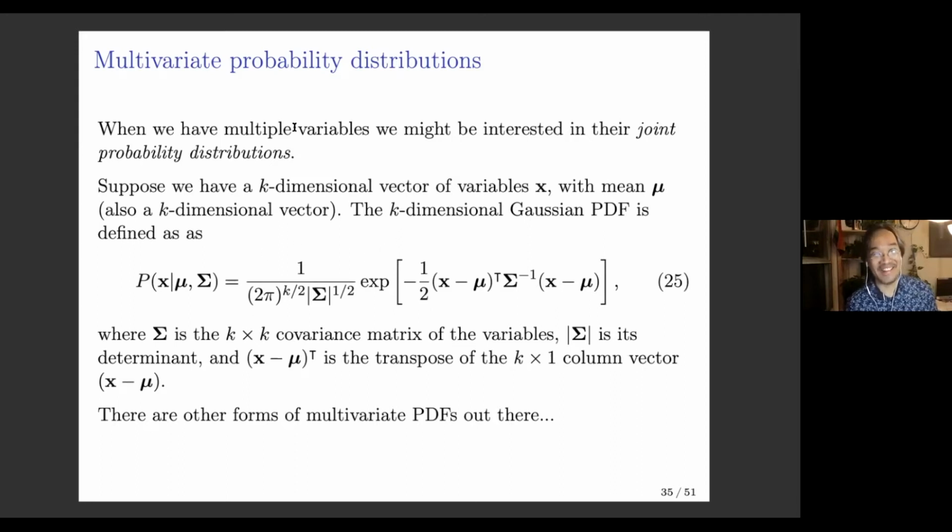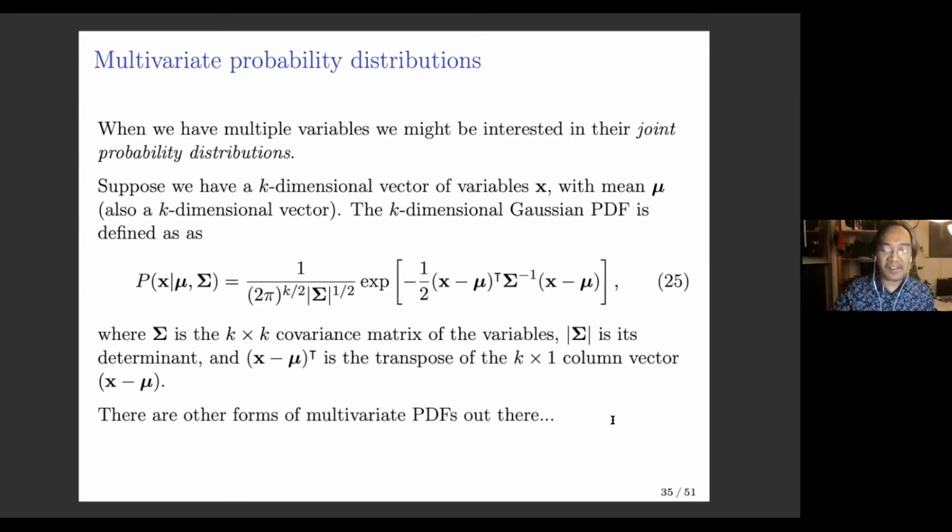Yeah, that's scary. But one thing you have to think about is that this is a scalar. This is not a matrix. And of course, this is a vector. This is a vector. This is a 2 by 2, this is the k by k covariance matrix, and we have to do all of these calculations. And this is how we write the Gaussian PDF in k dimensions.